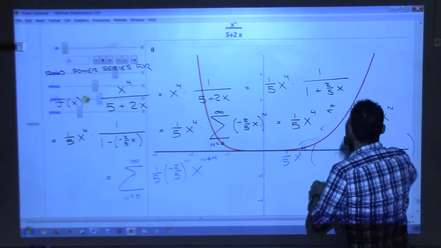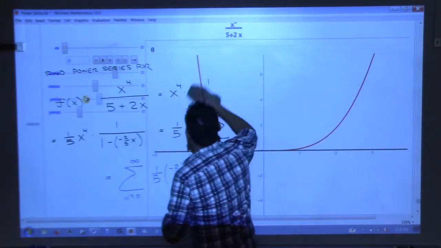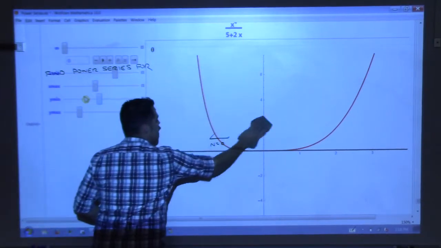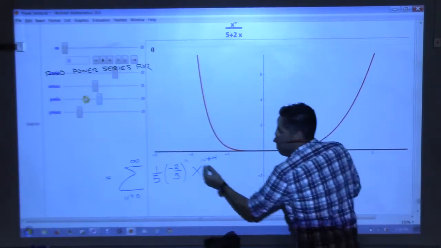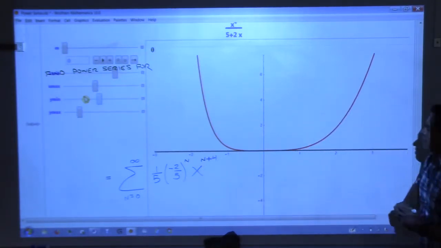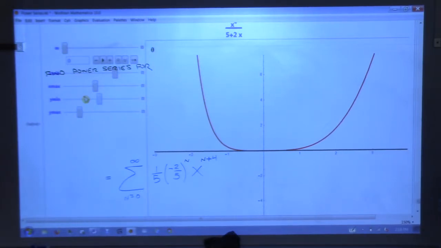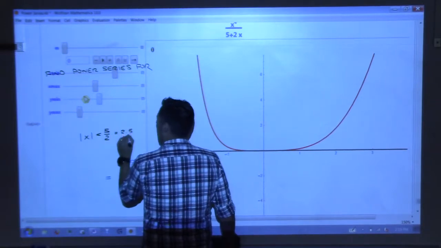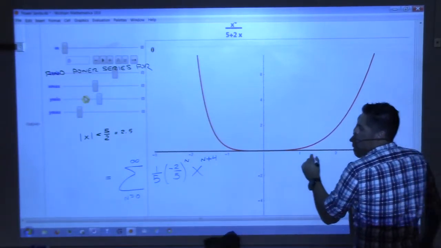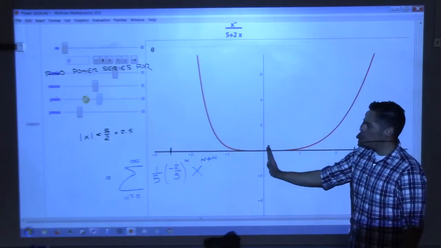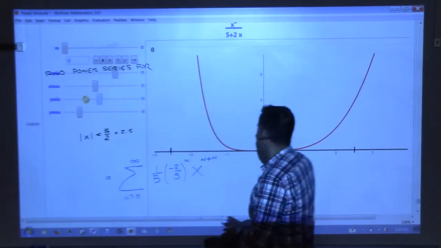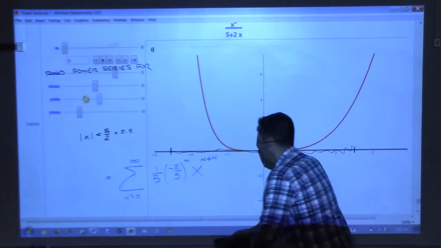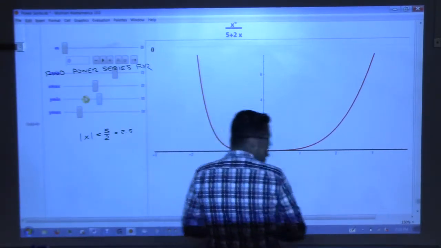So let's check this out. What I have graphed here for you is the function x to the 4th over 5 plus 2x. That's the red one. What we said is that this series right here will basically be that red function so long as the absolute value of x is less than 5/2. Now 5/2 is 2.5. So if I go out to 2.5 and go to negative 2.5, because it's centered at 0. How do I know it's centered at 0? That's just x. So if I look in here, this series should be good. Let's let it roll. Here it comes.